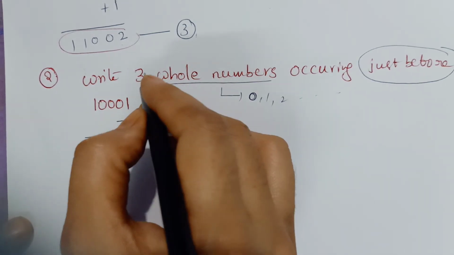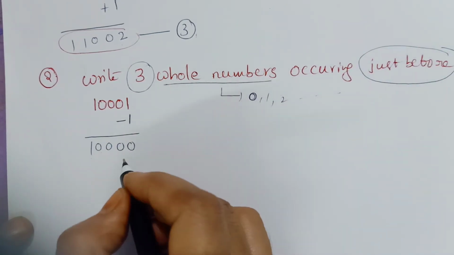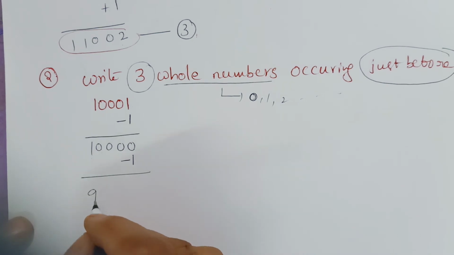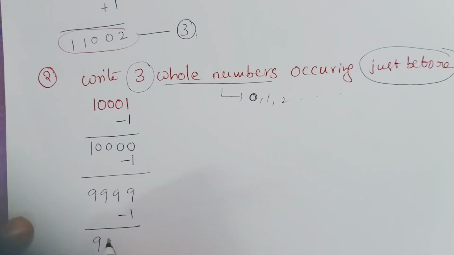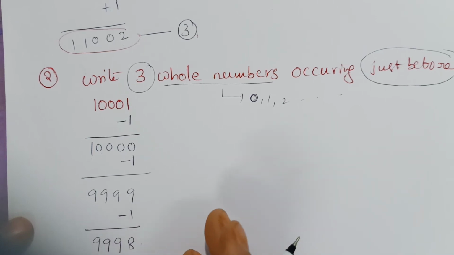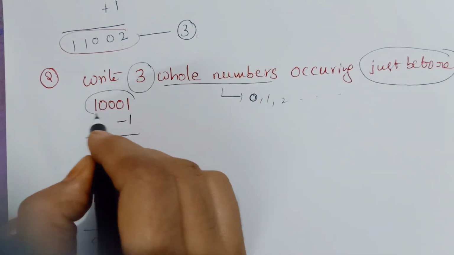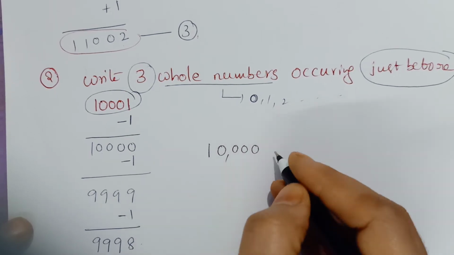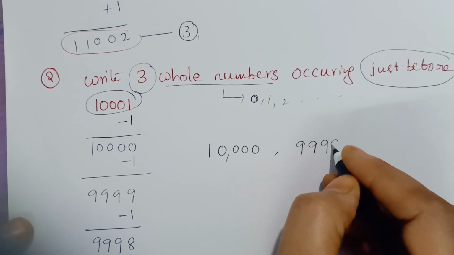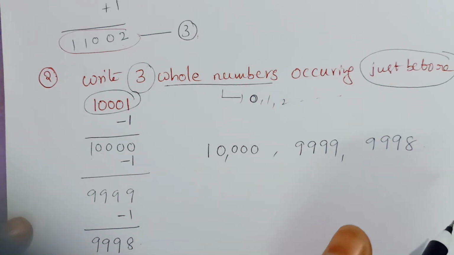Next, write three whole numbers occurring just before this one. Again -1, then you will get 9999. Again -1, you will get 9998. Okay, this is the answer. The three whole numbers occurring just before 10001 are 10,000, 9,999, 9,998.